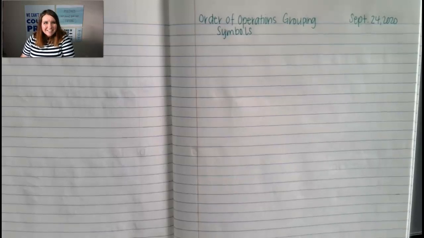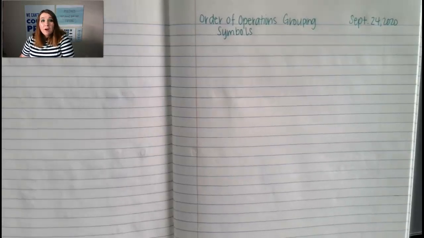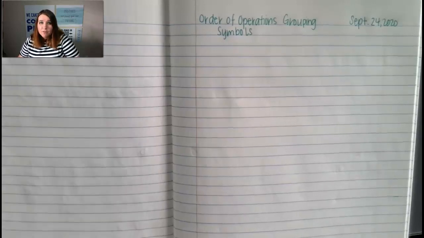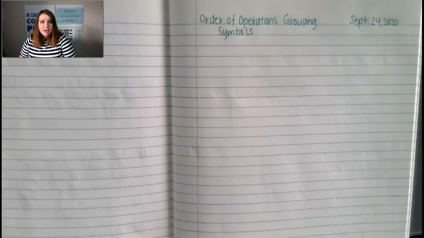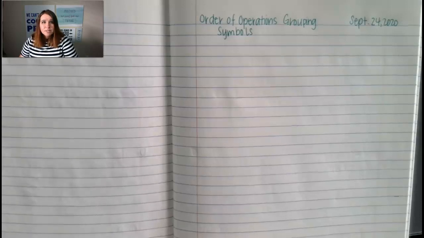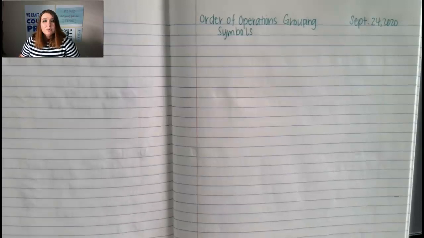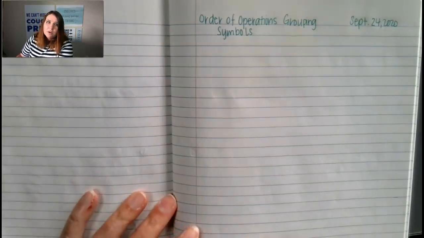Hi, sixth graders. Today we are going to be learning how to perform order of operations with multiple grouping symbols. Sometimes in the order of operations, you're going to have lots of different symbols that are not just parentheses, but they're all going to act just like parentheses.